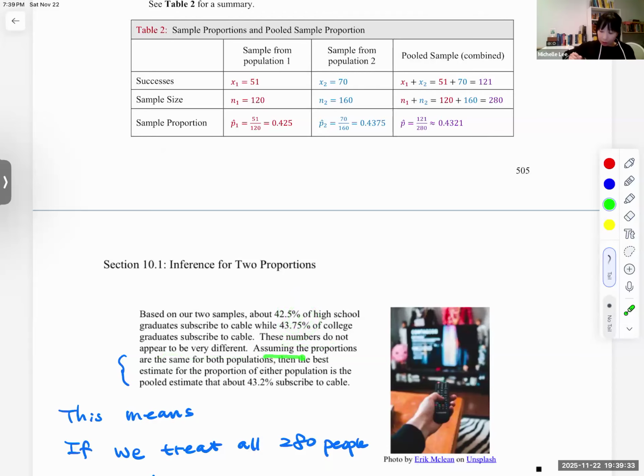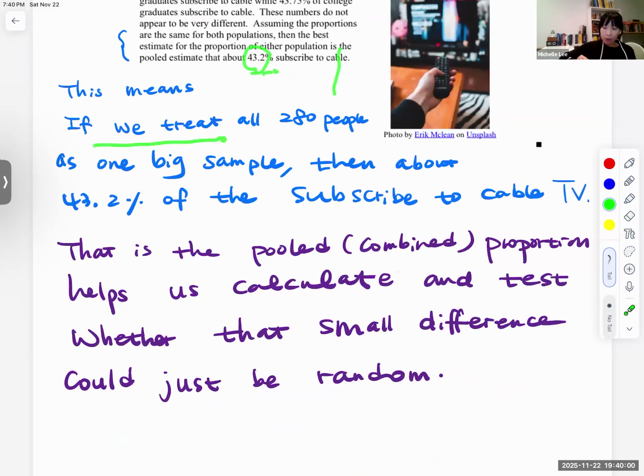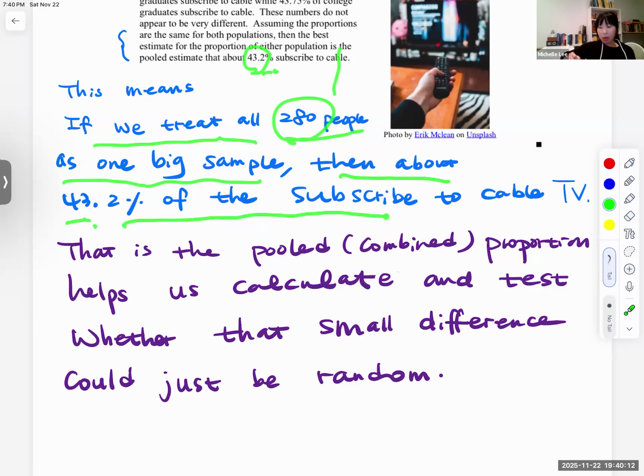Then we have, assuming the proportions are the same for both populations, the best estimate for the proportion of either population is the pooled estimate. So that is 43.21, right there. So 43.2%, yeah. This means if we treat all the total 280 people as one big sample, then about 43.2% subscribe to cable TV. Make sense?